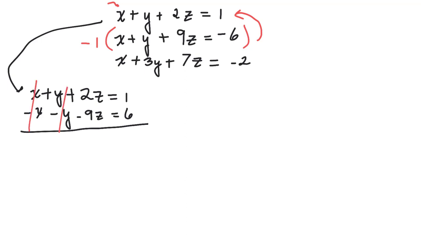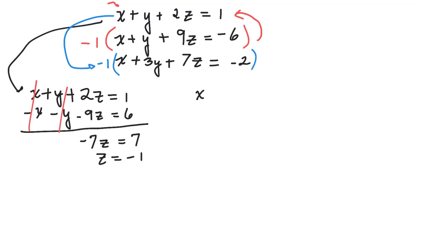We actually eliminated two variables, and so I get -7z equals 7, and thus z equals -1. So that's really nice. All right, well, let's do the same thing. Let's take this next equation and add it to the first one, but multiply everything by -1.